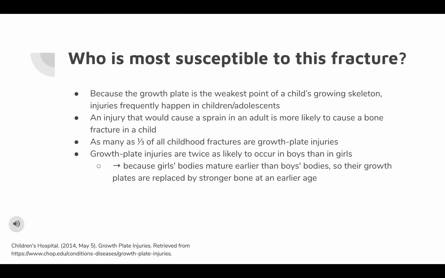Who is most susceptible to this fracture? Because the growth plate is the weakest point of a child's growing skeleton, injuries frequently happen in children and adolescents. An injury that would cause a sprain in an adult is more likely to cause a bone fracture in a child, because a child's bone is much more fragile than an adult's, and as many as 1/3 of all childhood fractures are growth plate injuries.